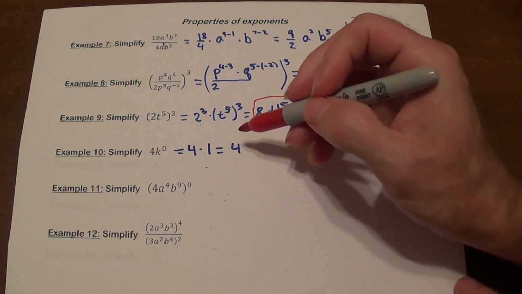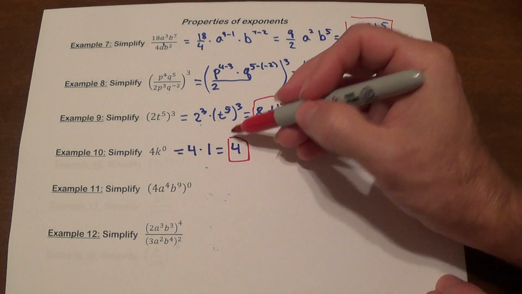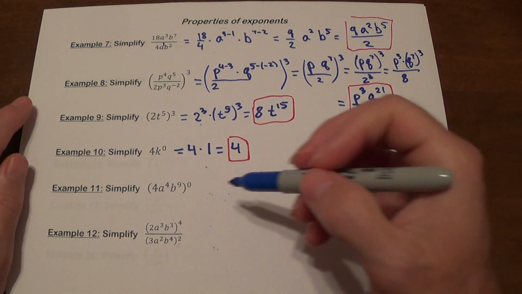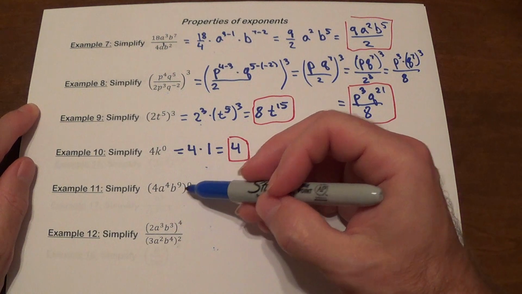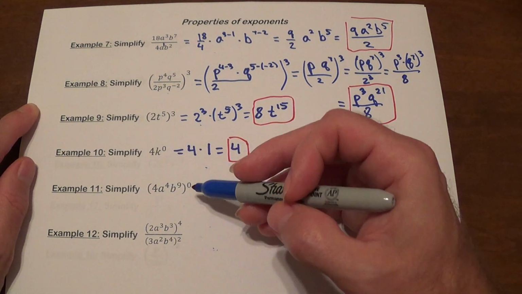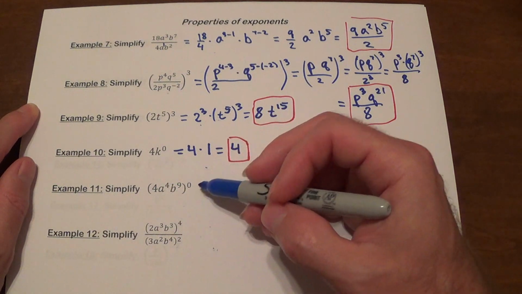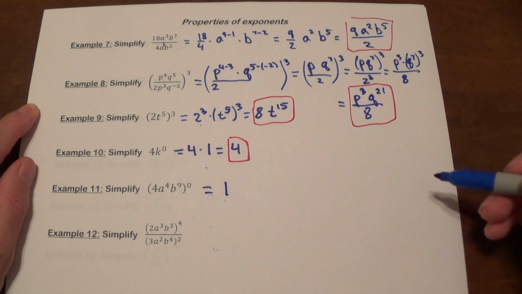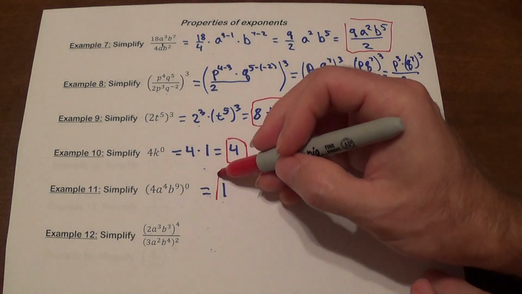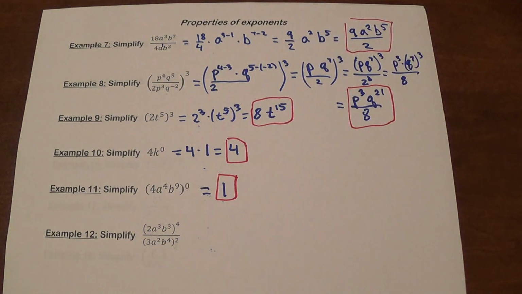We need to compare that problem with problem 11. In problem 11 we have a situation where the whole thing is in parentheses and there's an exponent 0 outside. Doesn't matter how complicated that expression is, anything to the power 0 is going to give you 1.